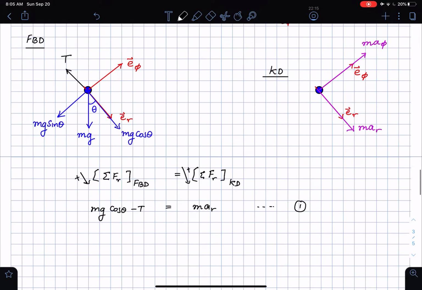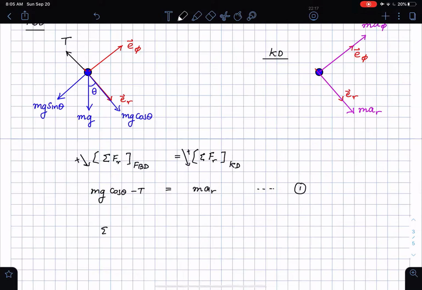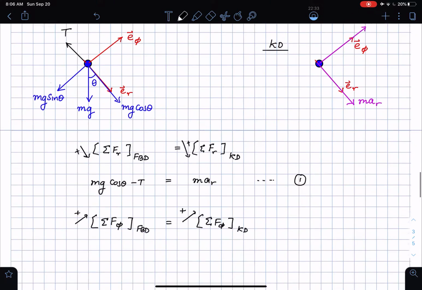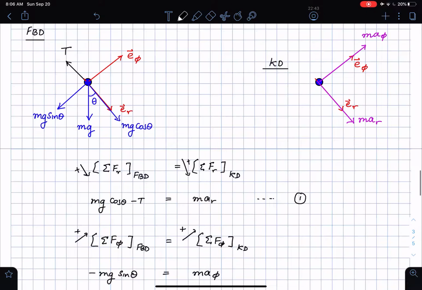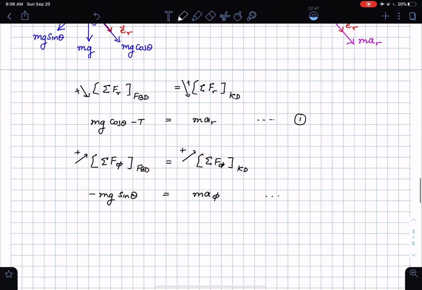That's equation 1. Then likewise, sum of forces in the transverse direction on the free body diagram is equal to sum of forces in the transverse direction on the kinetic diagram. Positive transverse direction, positive transverse direction. What are my forces? I'm going to have minus mg sine theta. This is equal to m times a phi, as you can see from the kinetic diagram. So this is equation 2.